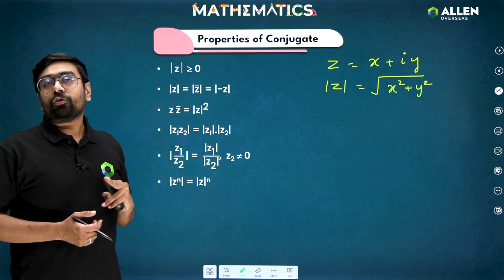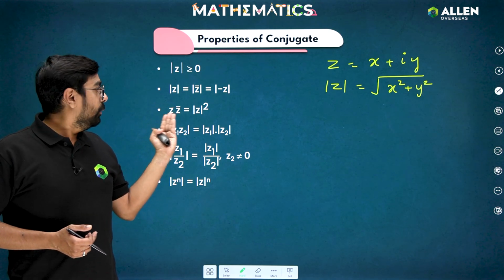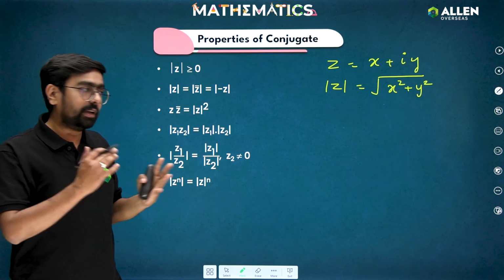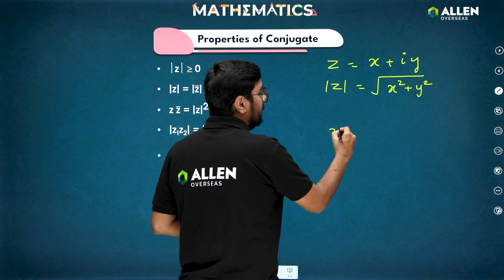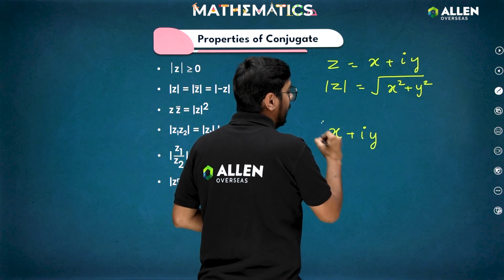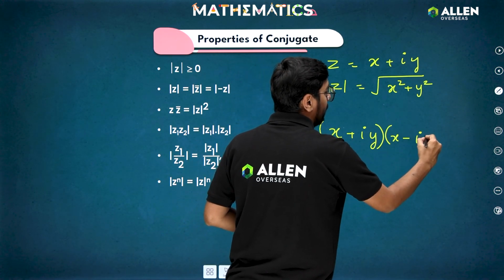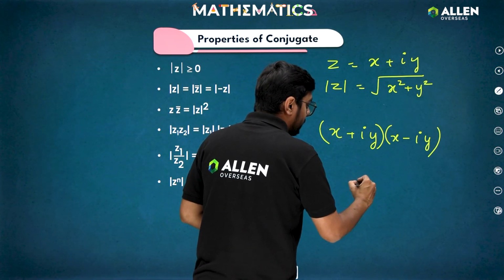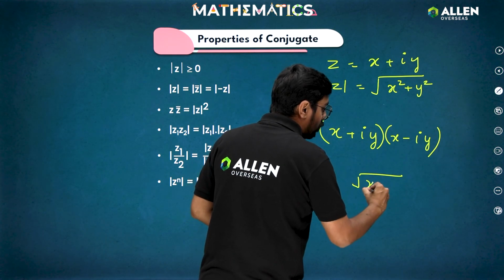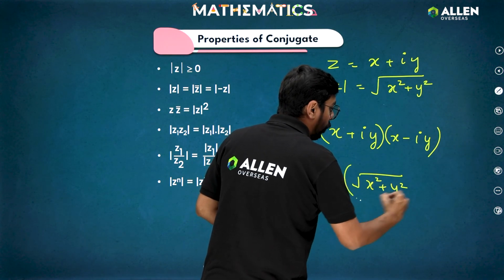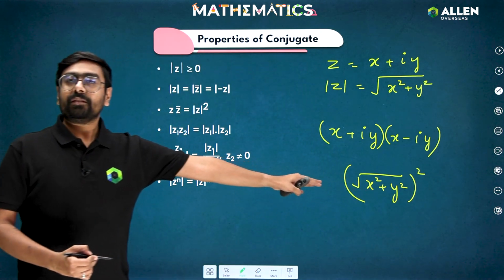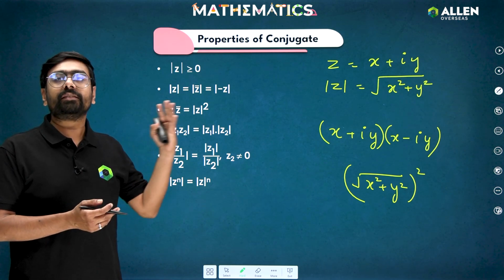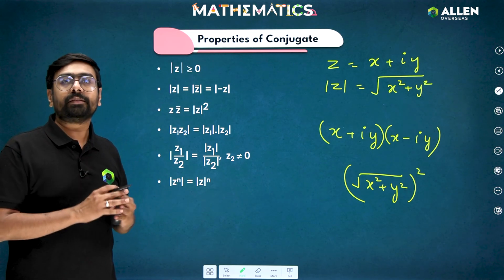Z multiplied with its conjugate. Suppose we are multiplying a number with its conjugate, it will always result in the square of mod of z. For example, if my complex number is x plus iy, its conjugate will be x minus iy. And this will result in square root of x square plus y square, whole square, which is mod of z squared. So a complex number multiplied with its conjugate results in the square of the mod of that complex number.